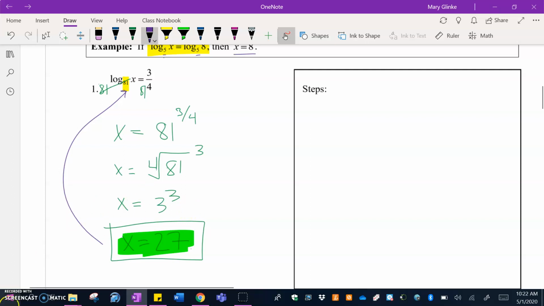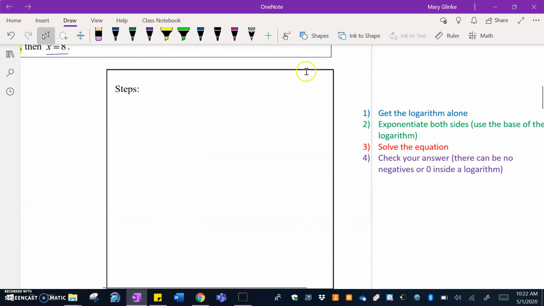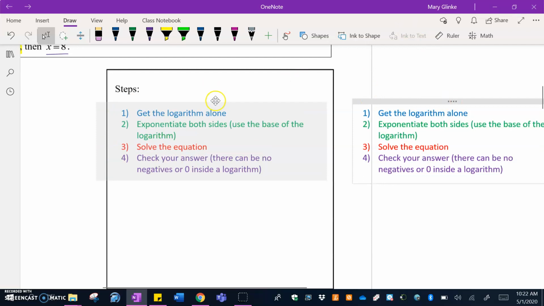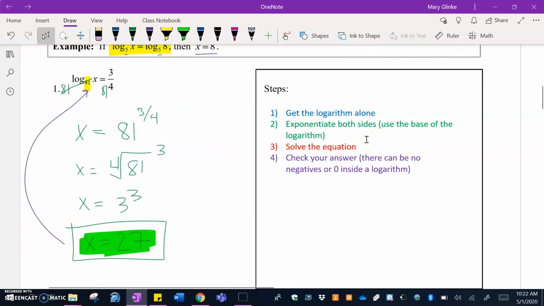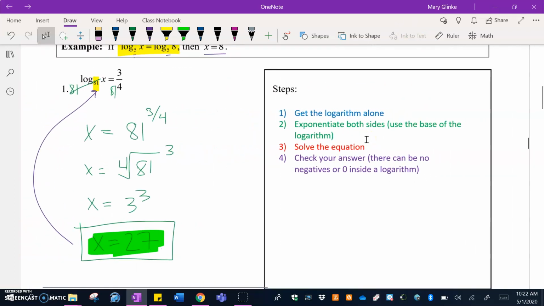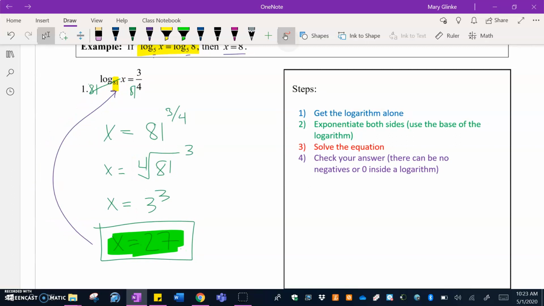So as a brief summary here, I wanted to show our steps. Okay, so step 1, get the logarithm alone. Step 2, exponentiate both sides using whatever base is in the problem. Step 3, you solve the equation and then you have to check your answer. So the two things that we'll talk about upcoming are you cannot have a negative. You also cannot have 0 inside of a logarithm, and we'll talk about that coming up here.